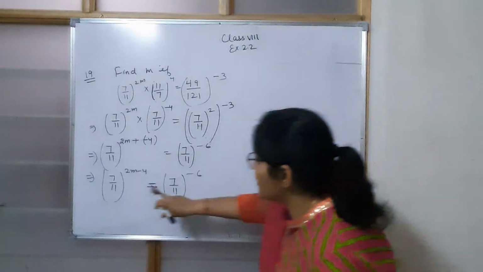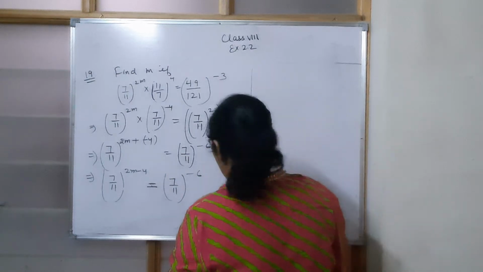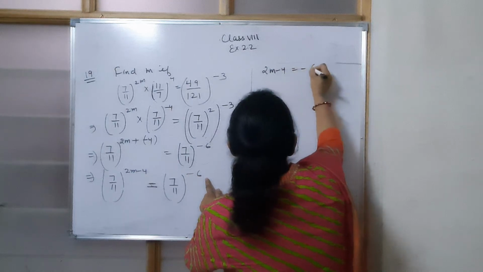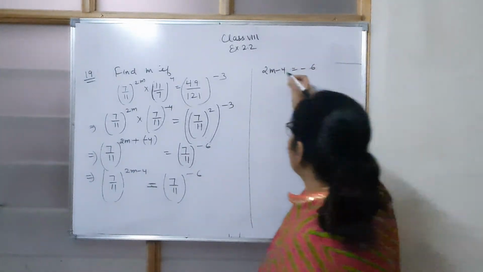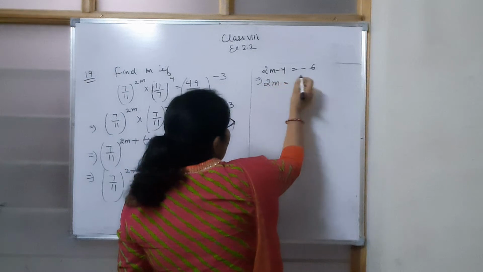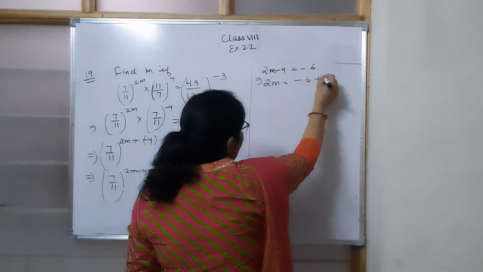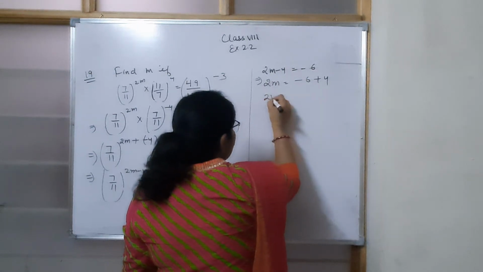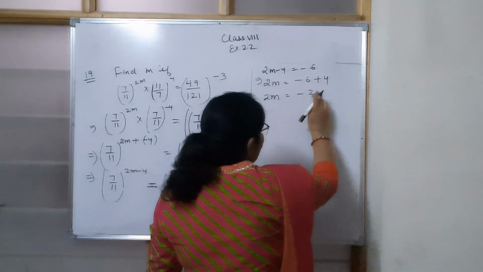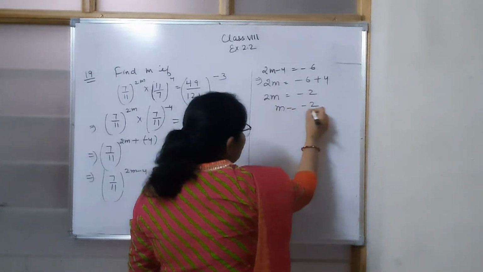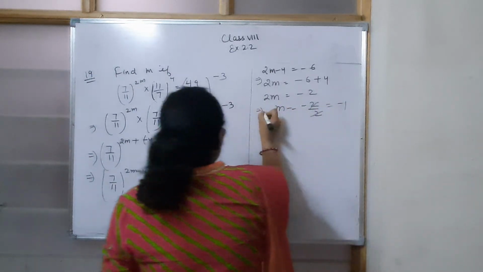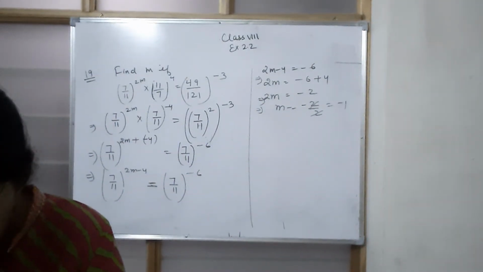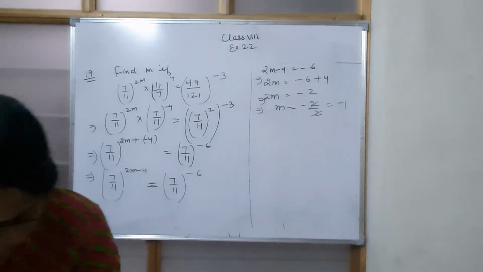Since the bases are the same, the powers will also be equal. What is the power on the left-hand side? We have 2m minus 4, and here we have minus 6. On the right-hand side we have minus 6, and this minus 4 will become plus 4 here. So 2m equals minus 6 plus 4, which is minus 2, and m will be minus 2 upon 2, which is minus 1. Alright, now moving on to the next part, the 20th question.